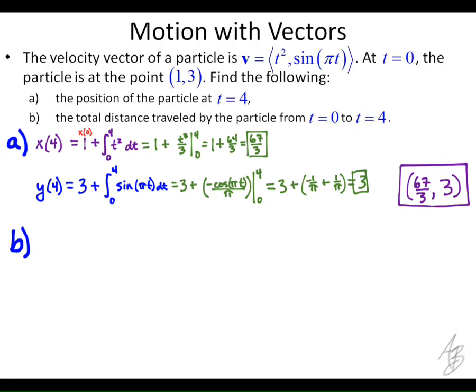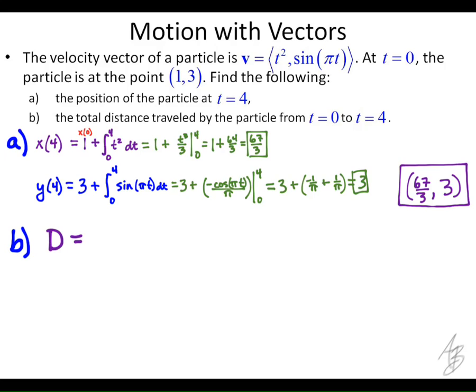So in part B, we're asked to find the total distance traveled by the particle from t equals 0 to 4. So we want to figure out how far it went going from this point here to this point here. How could we figure that out? How do we find total distance traveled? Which formula are we using? That's the arc length formula, right?